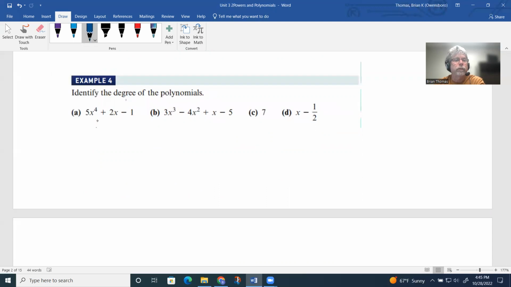Notice how we have the 5x to the fourth is my first term, 2x is my second term, and -1 is my third term. So the degree of the first term is a 4, the degree of the second term is a 1, the degree of the last term is a 0. So the degree of the polynomial would be 3.